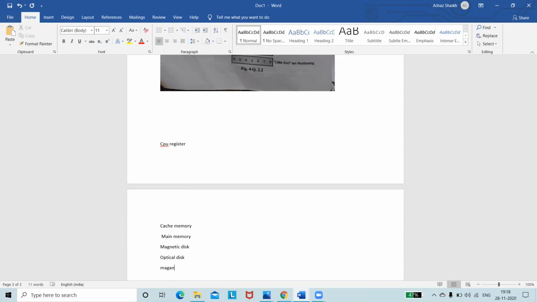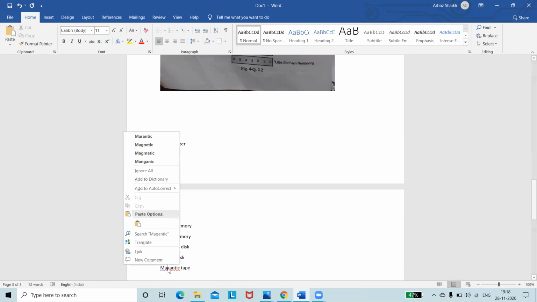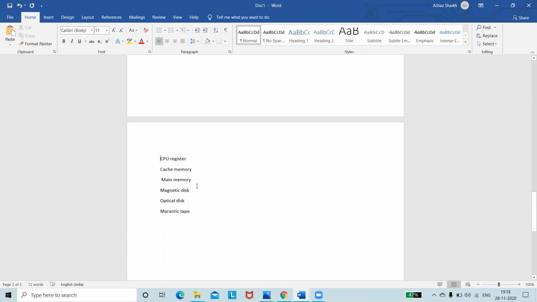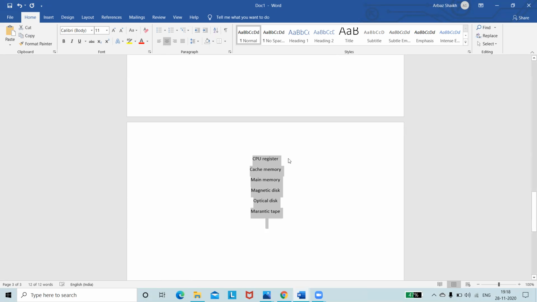Then magnetic tape, sorry. Okay, just 1 minute. So just आपको क्या करना होगा hierarchy में, you have to just mention all this in the middle. Okay, then in the box you have to mention all this. Then you have to write here speed increase as an internal memory and external memory.